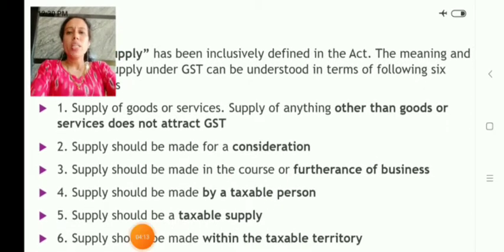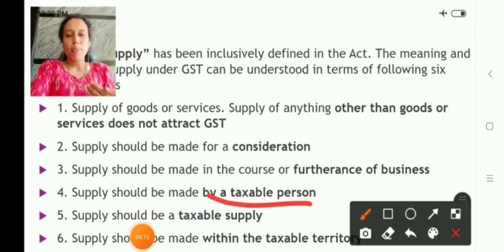The fourth one is that supply should be made by a taxable person. You or me, for example, myself, I'm a lecturer, I'm not a businessman. So here, if I give some materials to somebody, it is not considered as supply under GST because I'm giving it as a part of personal activity, not a business. I'm not running any business over here.